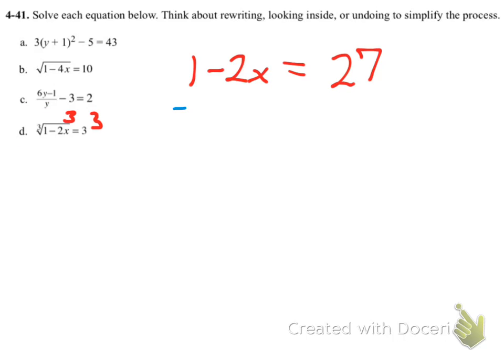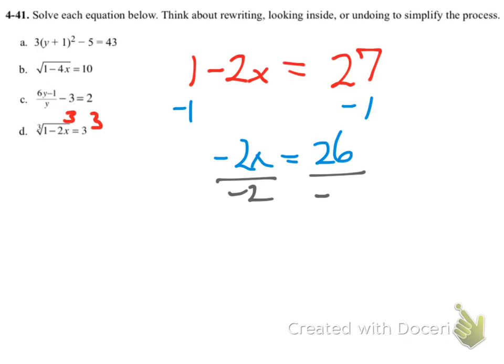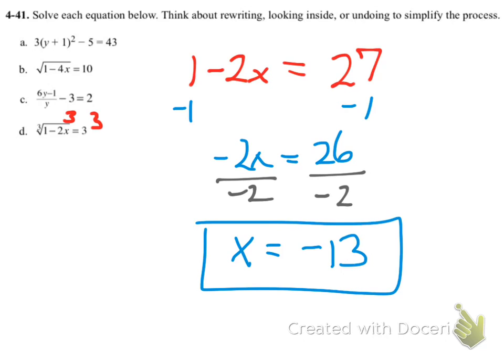Now I go through and subtract the 1. I have negative 2x equals 26. Divide by the negative 2. And I get x to equal negative 13. And that sums up problem 41.